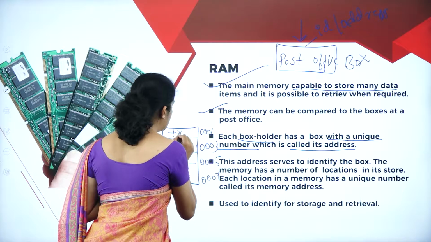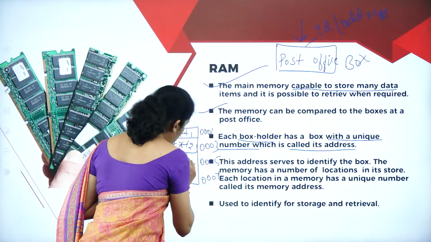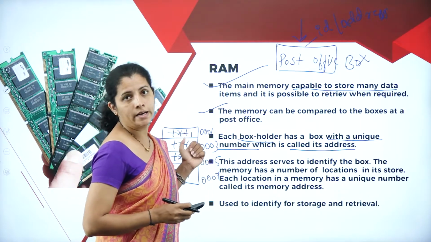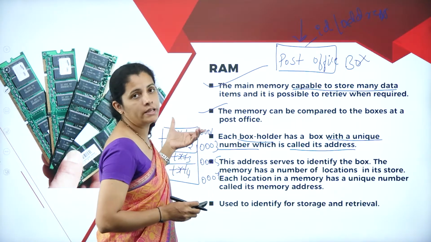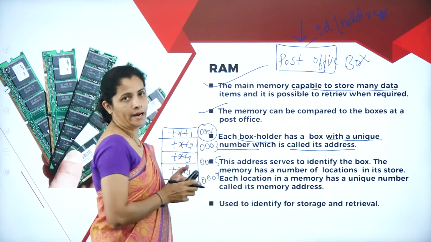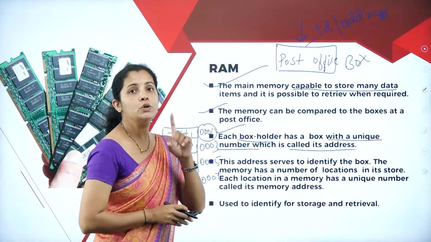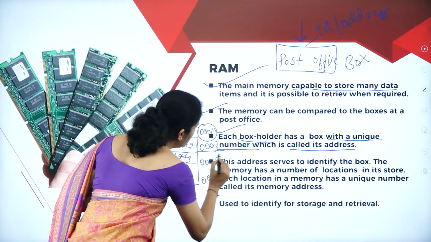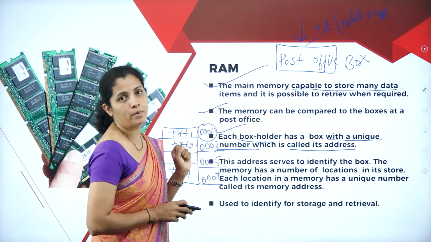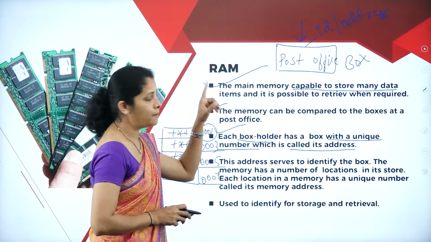So I have txt1, txt2, txt3, txt4. Now, how can I identify the data which is stored on the random access memory? That is achieved with the help of the address. Here each location is identified by a unique address, so all the addresses are unique. With the help of the address, I can identify the data which is stored on the random access memory.